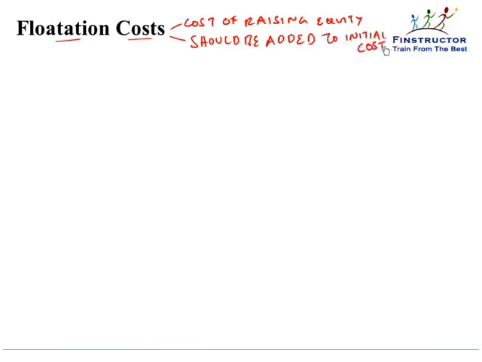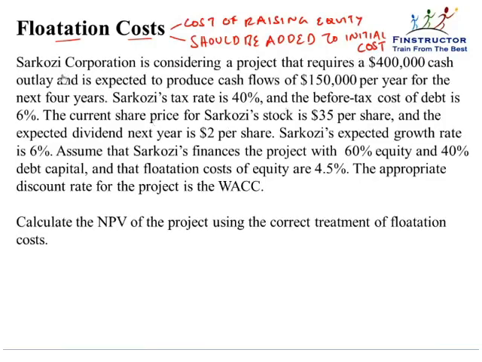So let's do an example and understand the concept better. Sarkozy Corporation is considering a project that requires a $400,000 cash outlay and is expected to produce cash flows of $150,000 per year for the next 4 years. Sarkozy's tax rate is 40%, and the before tax cost of debt is 6%.